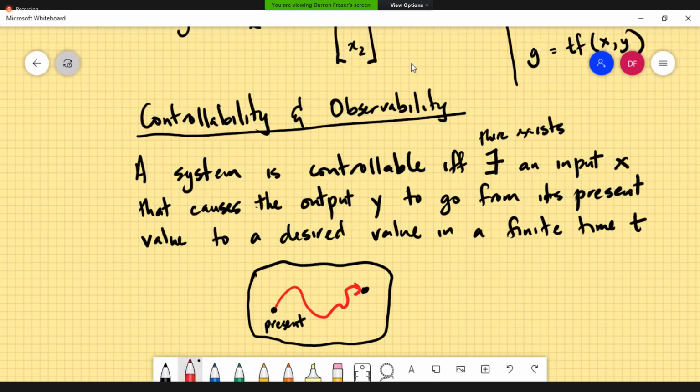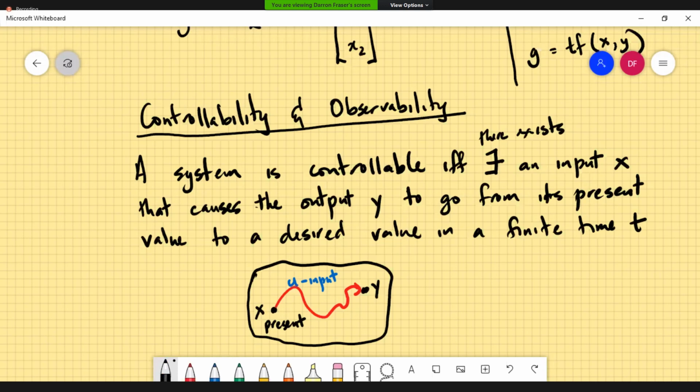And so there must be an input U. All right, so the present X and Y. It doesn't matter how, as long as the time is finite. So you can't wait forever. So let me terrorize Zavina and say, let us say that the present state is girlfriend and the desired state is wife.